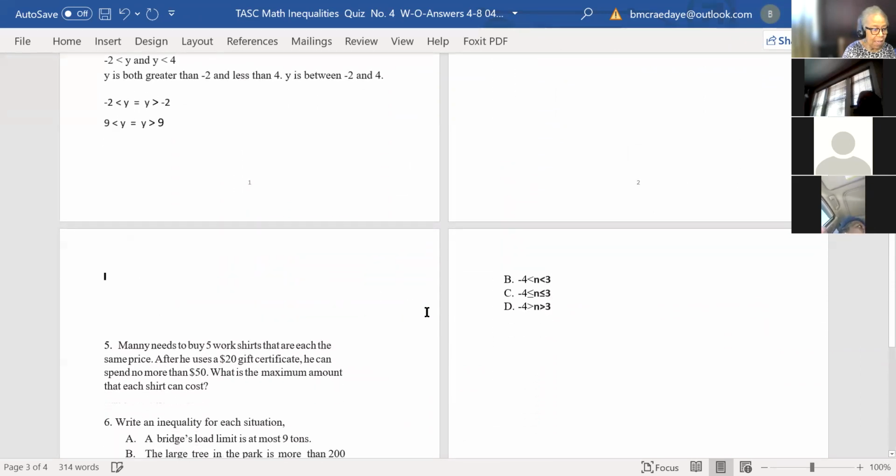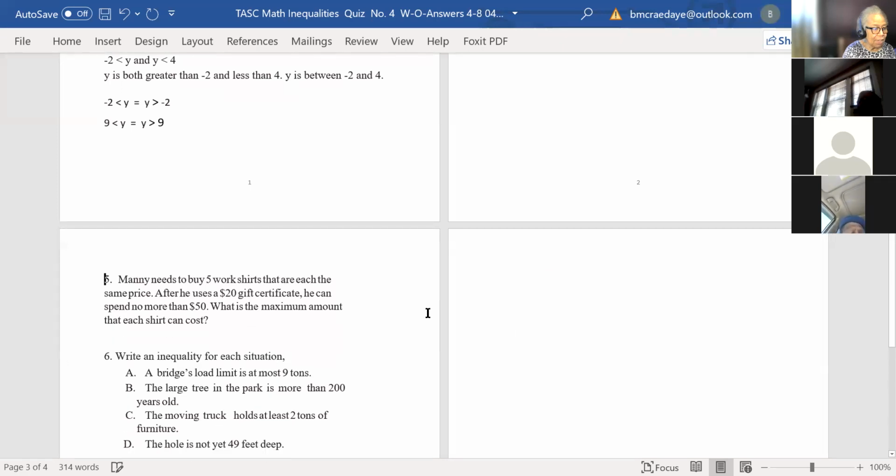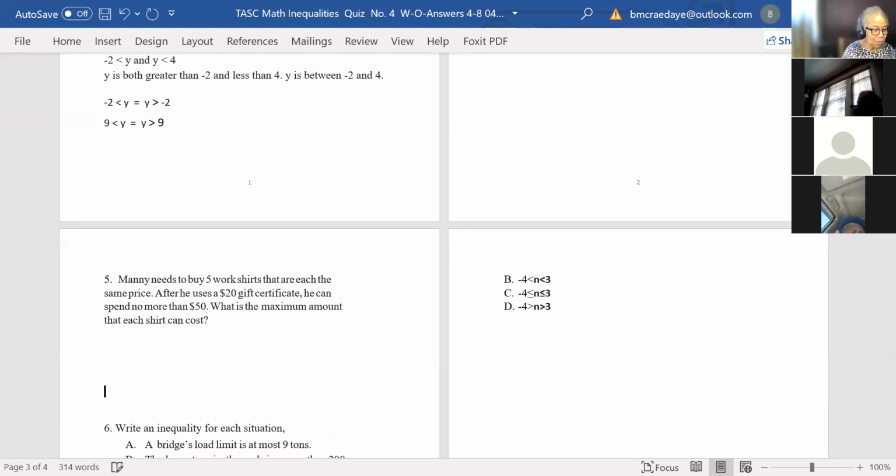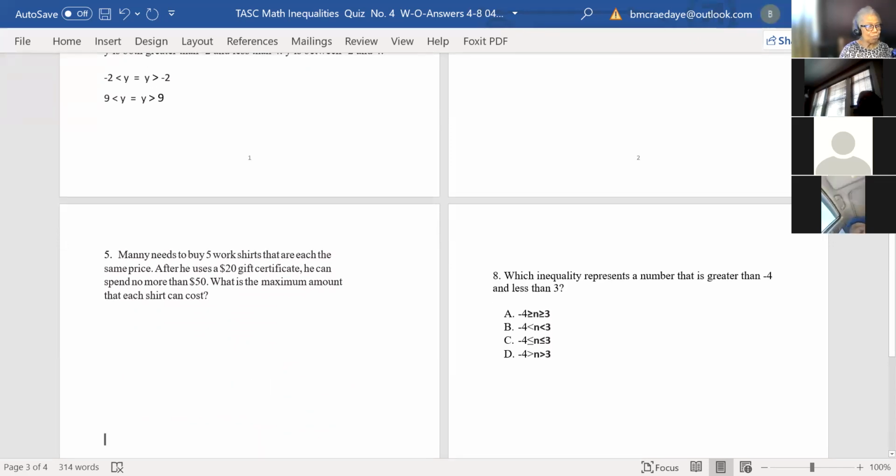Number 5. Vanessa, read number 5 and tell me how you would solve it. Manny needs to buy 5 work shirts that are each the same price. After he uses a $20 gift card, he can spend no more than $50. What is the maximum amount that each shirt can cost?